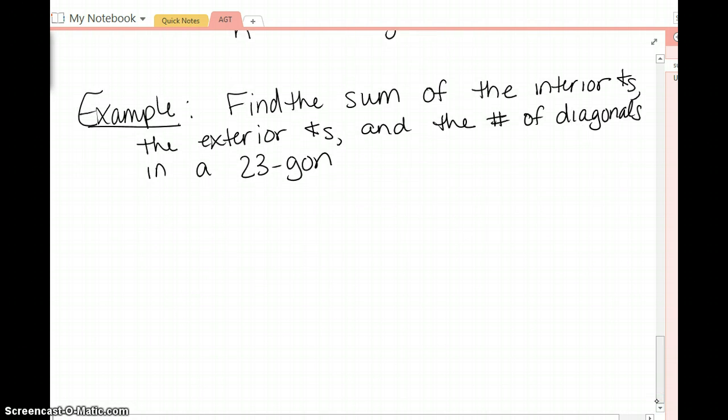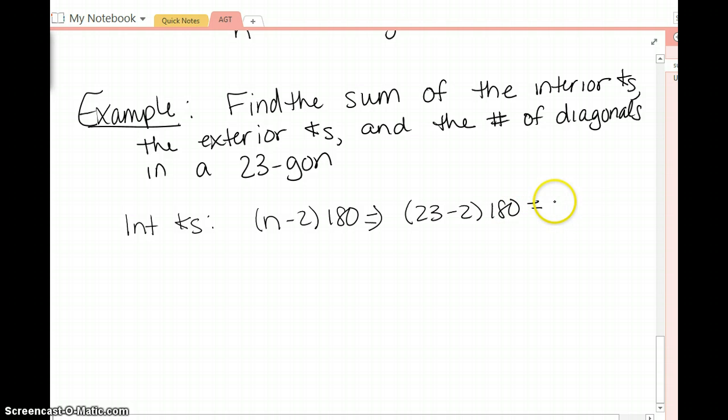All right, so then finally an example that shows the use of all of the formulas. If I want to know the sum of the interior angles for a 23-gon, well, the formula is n minus 2 times 180. So that would be 23 minus 2 times 180, which is 3,780. If I want to know the sum of the exterior angles of a 23-gon, well, that's always 360. It doesn't matter how many sides it has.